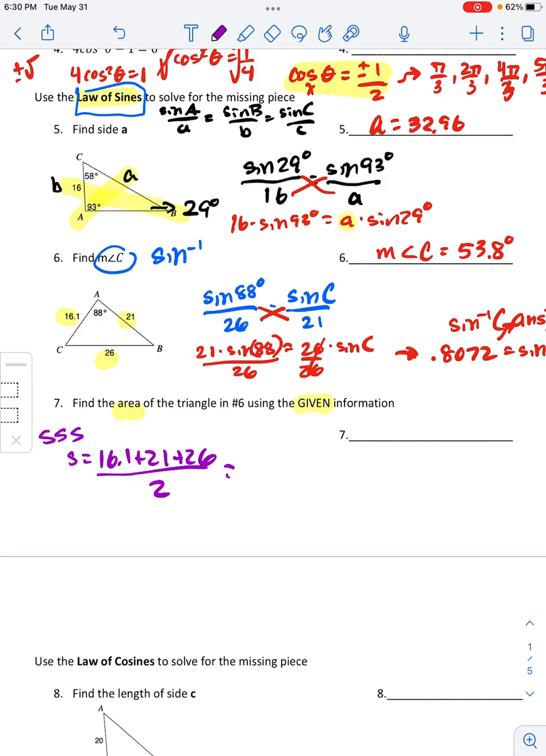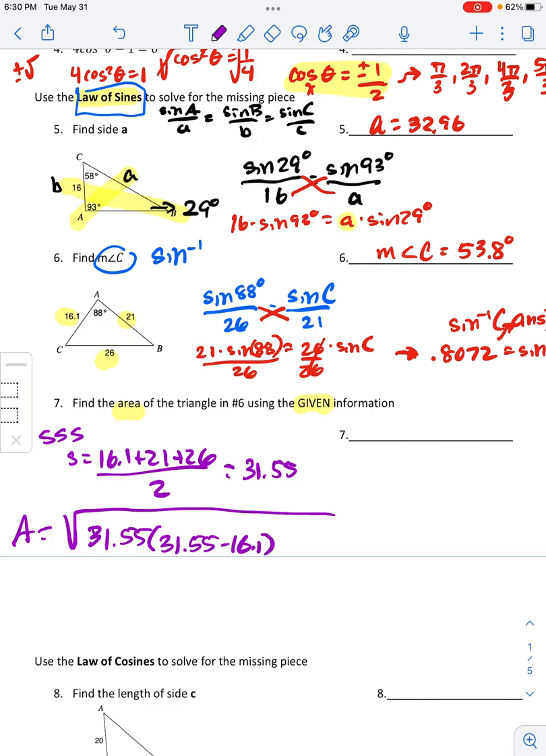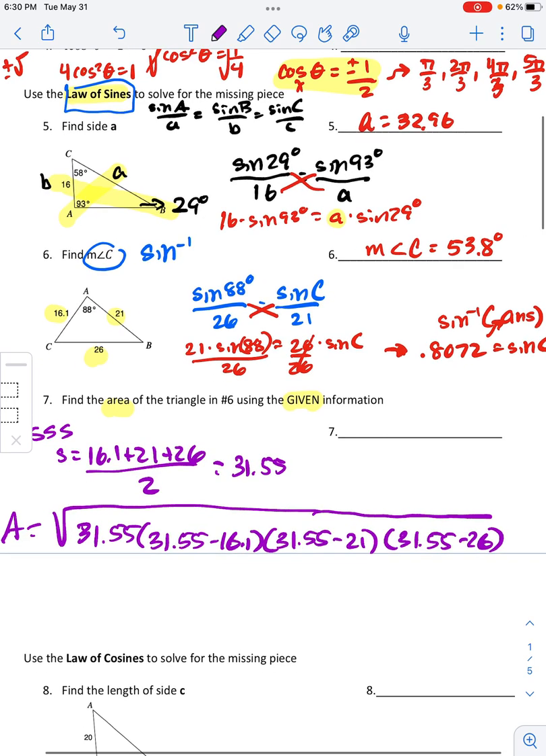So I'm getting 31.55. And then my area would follow that formula where you have to take S and then S minus each side. And I'll just be doing this for the next 20 years of my life. And then you have to do all that into your calculator.